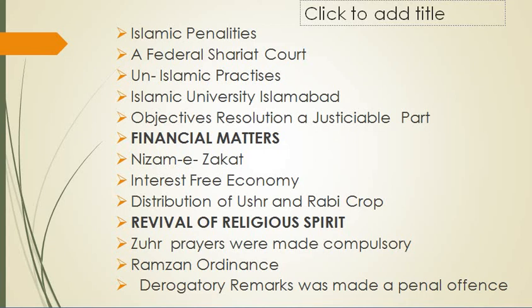A Federal Shariat Court should be set up to take all decisions according to the Sharia. Un-Islamic practices should be abolished. While taking decisions in the court and the judiciary, all the un-Islamic practices should be eliminated.